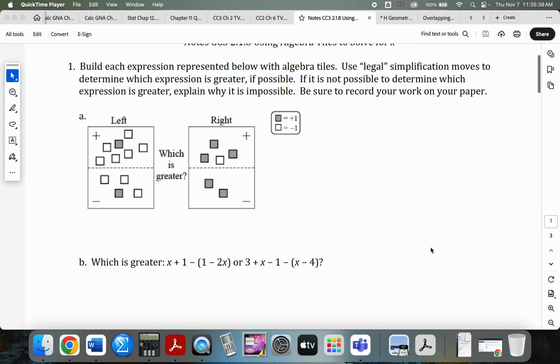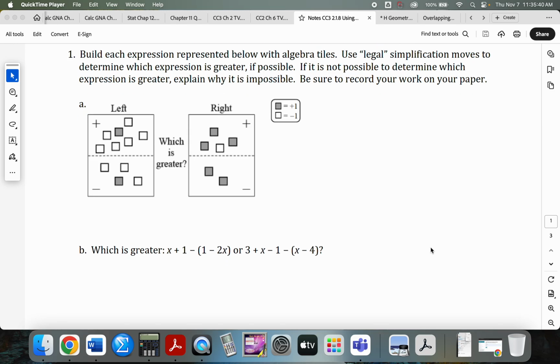All right. So hopefully you've already done this first one. Build the expression, and then let's use legal simplification moves to determine which expression is greater. So for this one, the right one I think is the easier one to do.